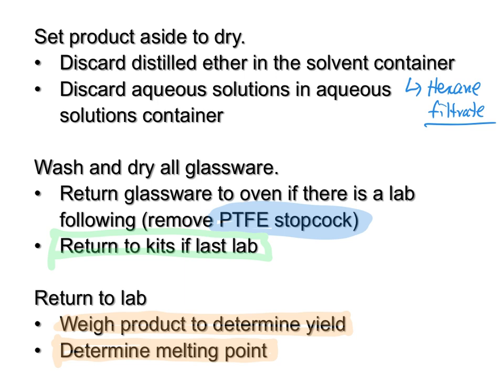So I hope this is a good lab. It illustrates the primary reaction of the Grignard reagent, which is making an alcohol from an alkyl halide and an aldehyde or a ketone. Good luck.